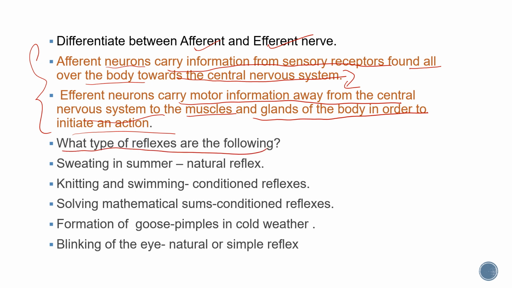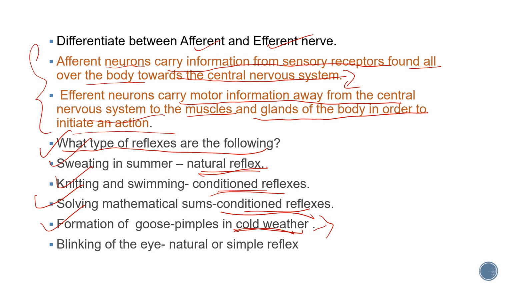There are very many types of examples given in your book. I have taken a few. So what type of reflexes are the following? Now sweating in summer, it's a natural reflex. You can't control sweating. The more the heat, the more you'll sweat. Knitting and swimming, these are all conditioned reflexes, because you need to practice a lot to condition these reflexes. Solving mathematical sums is also a conditioned reflex. Formation of goose pimples in cold weather is actually a natural reflex.